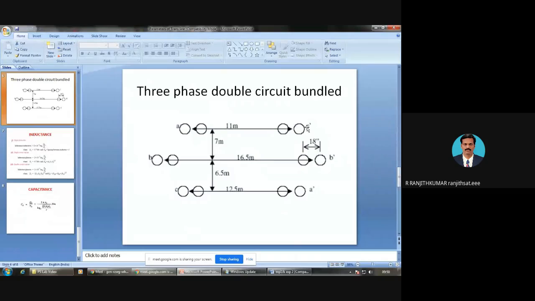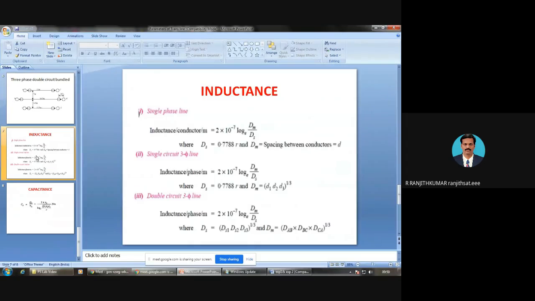Now we are going to see the formula for inductance and capacitance. This is the formula, you know very well. Inductance is 2 into 10 power of minus 7 ln of Dm by Ds. If it is a single phase, this Ds is r dash, 0.7788 into r, and Dm is the spacing between the conductors, d. So this is for single phase.